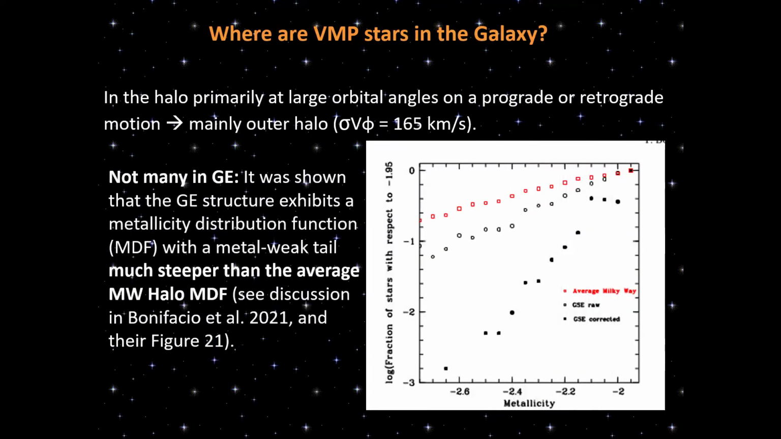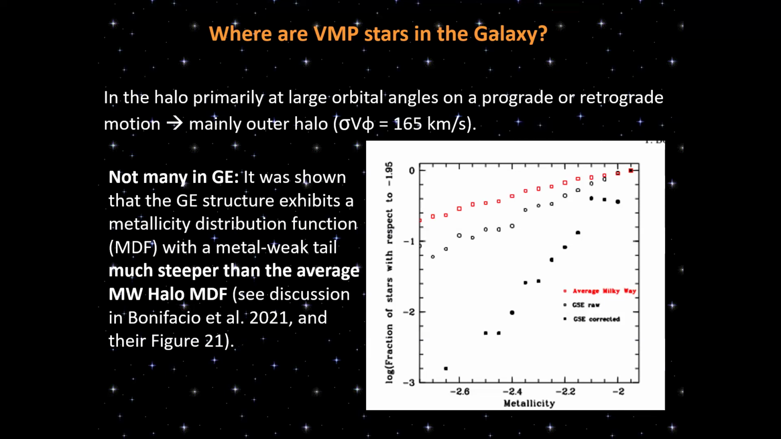So definitely we can find them in the outer halo. What about the Gaia Enceladus debris system? Well, the metallicity peak of this structure is -1.5, right? It's not very metal poor.